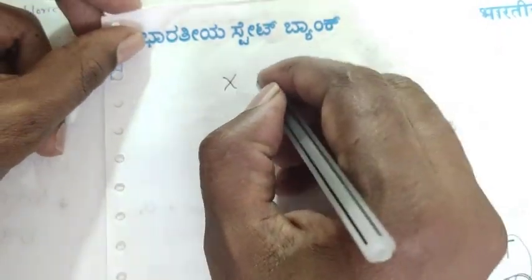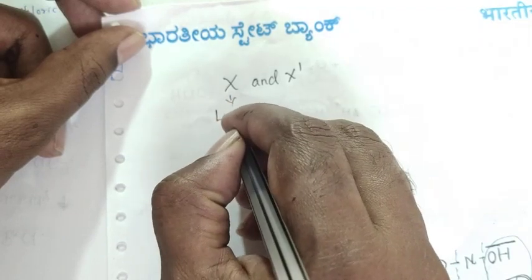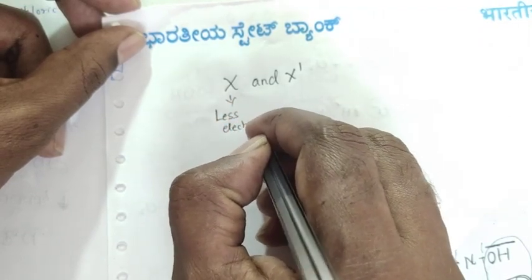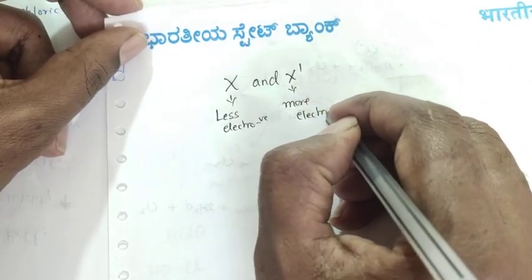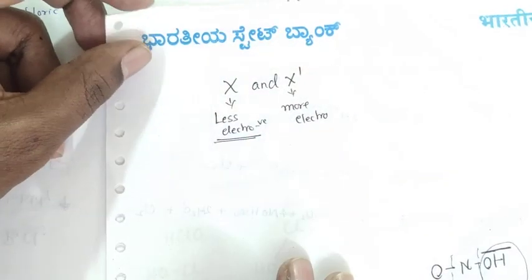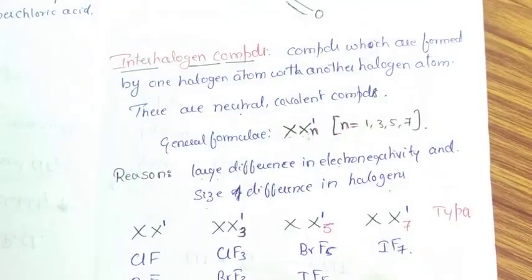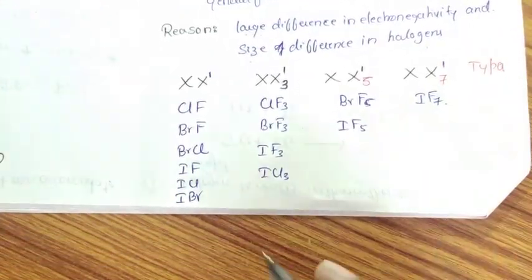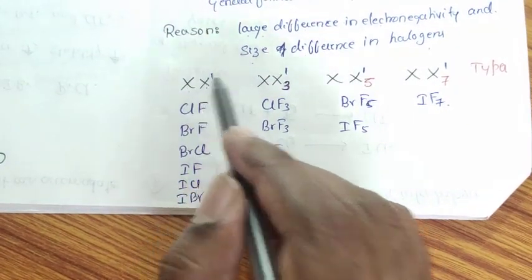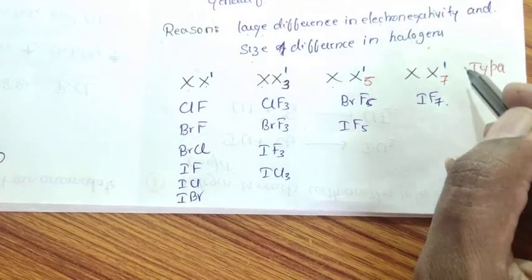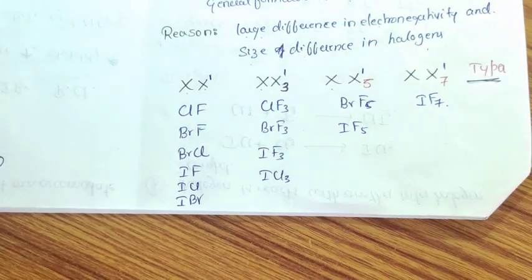If I check the electronegativity between X and X dash, X is the less electronegative element and X dash is the more electronegative element. Always the central atom should possess a lower electronegative value when compared to the other halogen atom bonded to it. These are the examples. It can form a total of 4 types of interhalogen compounds: XX dash, this one, and this one. These are the 4 types of interhalogen compounds obtained. Please pause the video and note it down.